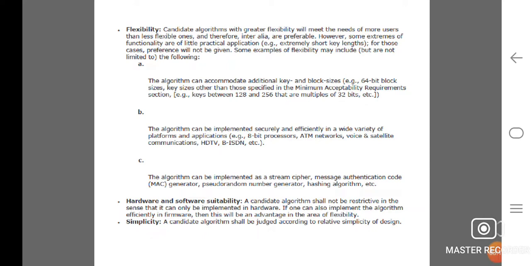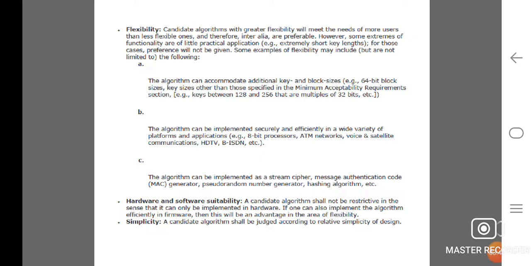Flexibility means that candidate algorithms with greater flexibility will meet the needs of more users than less flexible ones, and are therefore preferable. However, for extremes of functionality of little practical application, such as extremely short key lengths, preference will not be given. Some examples of flexibility may include, but are not limited to, the following.